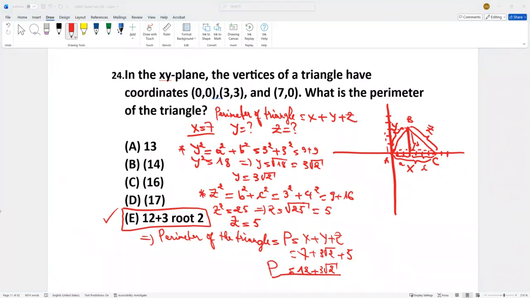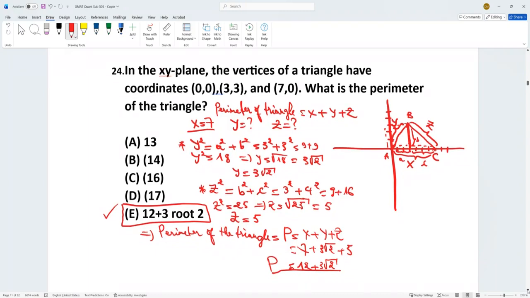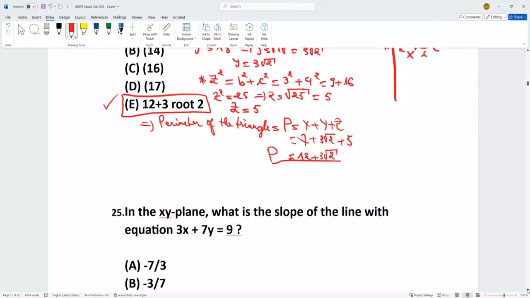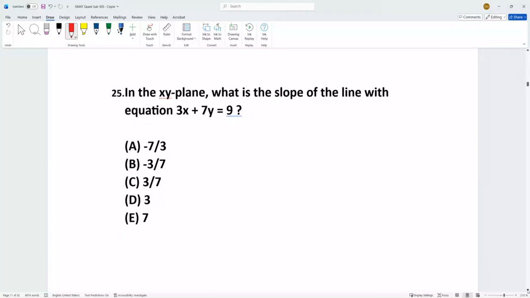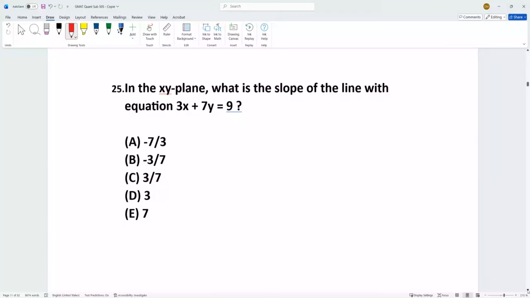Okay, so that's how you go about solving this particular problem question. Let's move on to question number 25. What does it tell us? Here it says: 25, in the xy plane, what is the slope of the line with equation 3x plus 7y equal 9?